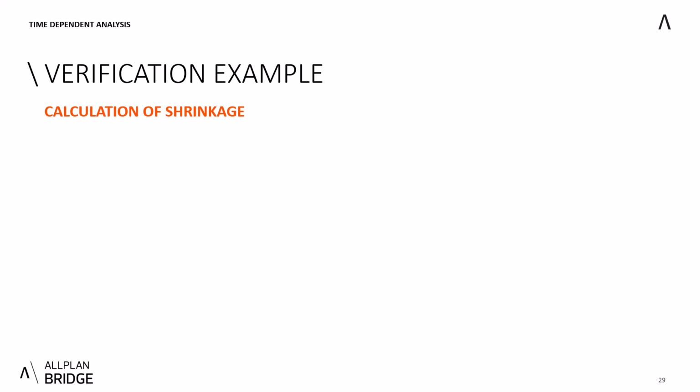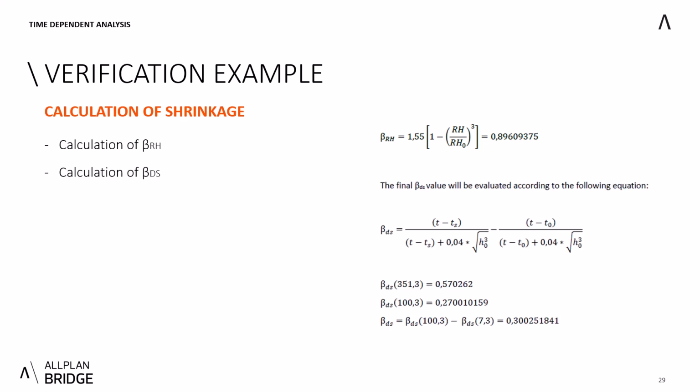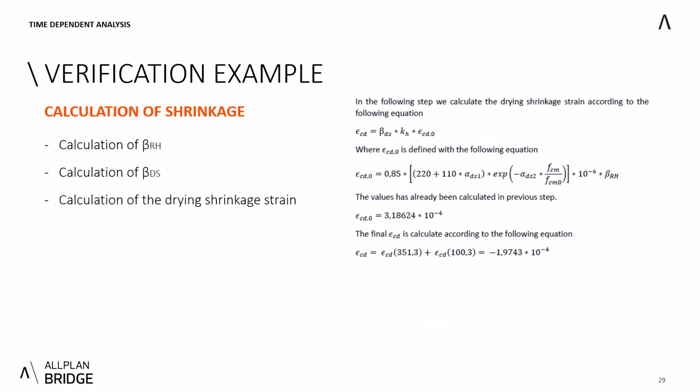So how did we calculate the shrinkage? I don't want to go too much into formulas now, but I will just briefly go through what kind of formulas we have used for the calculation of the beta RH value, then the calculation for the beta DS values. So these are just formulas that are being taken from the standard and then basically compared to what we get out of Alpine Bridge.